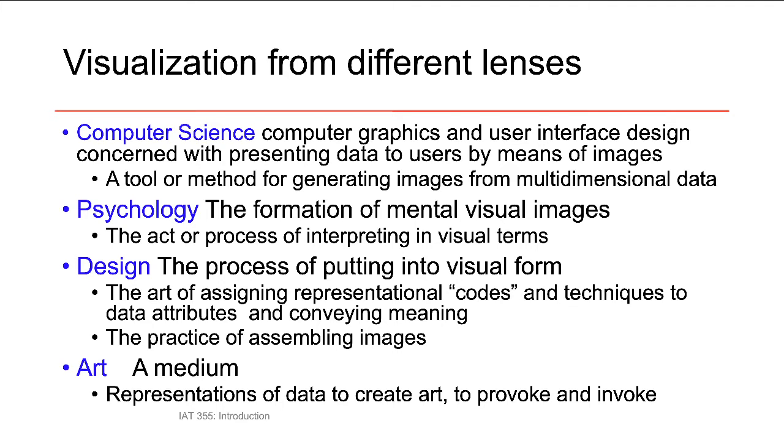From the design perspective, design is the process of putting things into visual form. And in the previous lecture segment, we spoke briefly about putting things in visual form as illustration, by contrast to having the machine put things into visual form according to the program that you design. Design is interested in the art of assigning representational codes and techniques to data attributes and conveying meaning. And it's also the practice of assembling images.